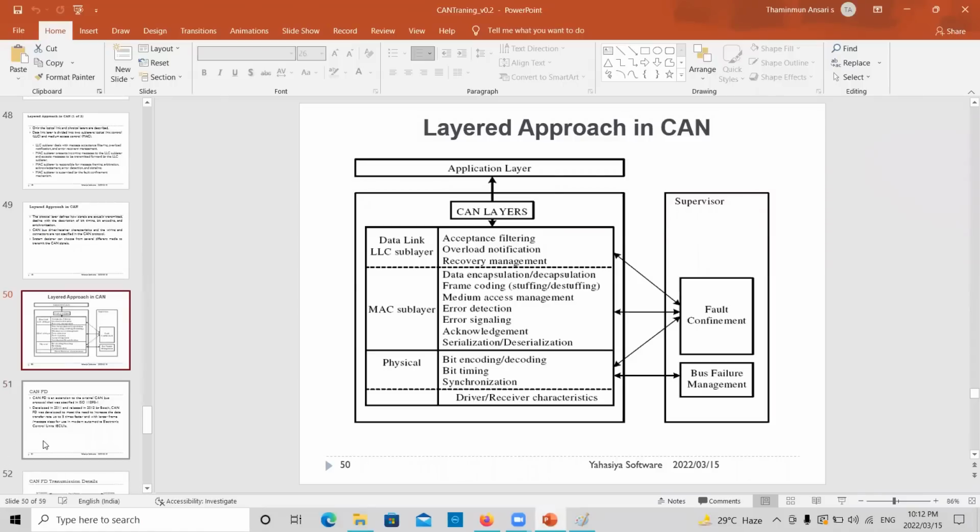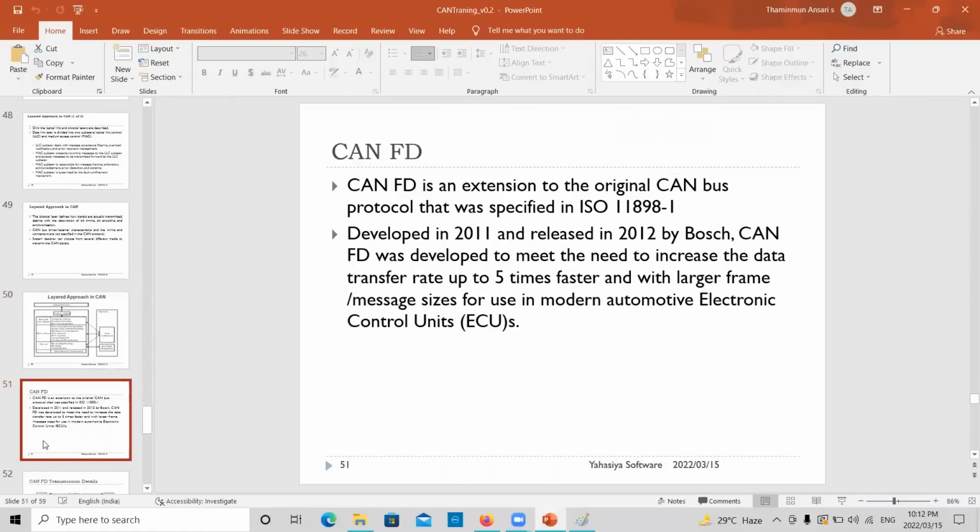Next, we are going into CAN FD, CAN Flexible Data rate. We are going to discuss that for some time, and then we are going to end this CAN basic session.